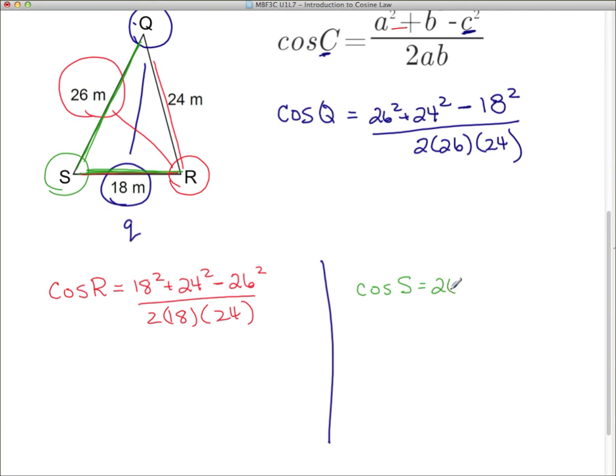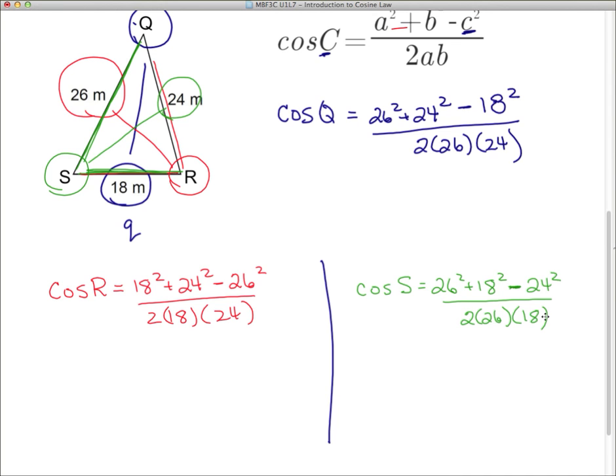So we would go 26 squared plus 18 squared minus, and the minus one, the one that is the minus, like these ones can be written, I could have put 18 squared plus 26 squared. Those can be in any order you want, but the minus one, the one with the minus sign in front of it, is the side across from the angle we chose to find. So that's going to be minus 24 squared. And of course that's going to be divided by 2 times those first two again, 26 times 18.